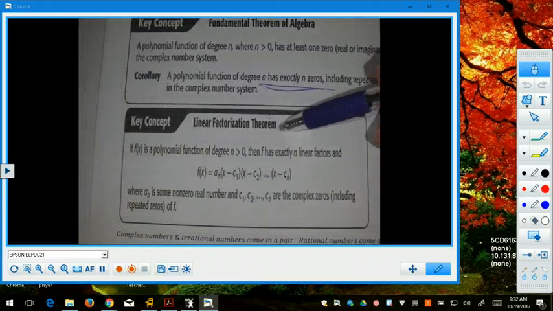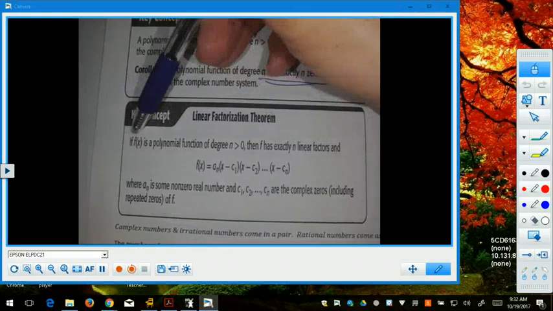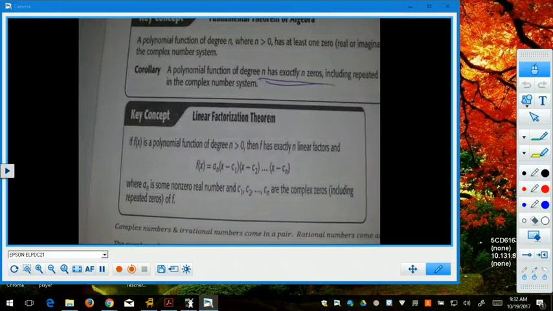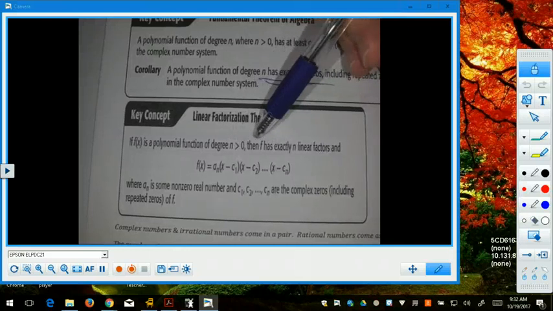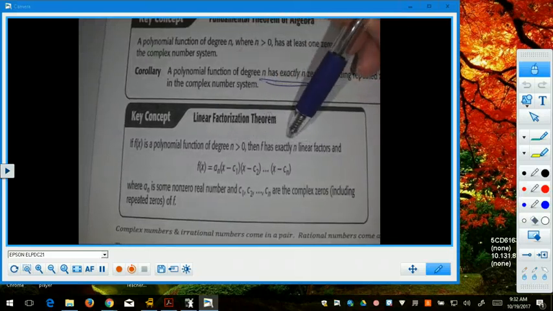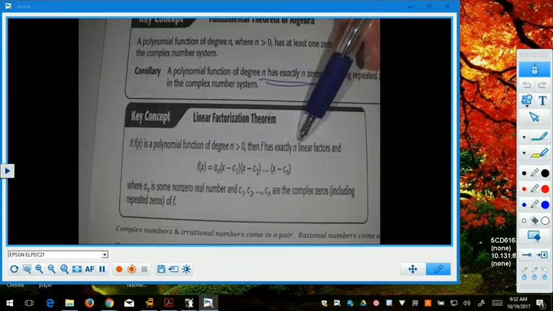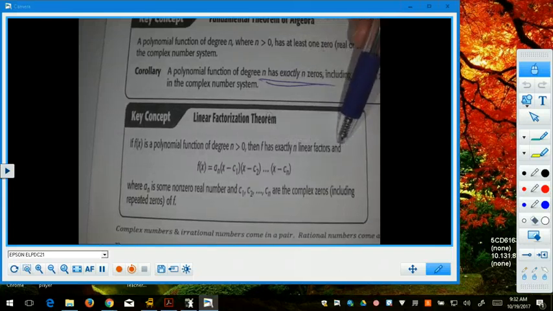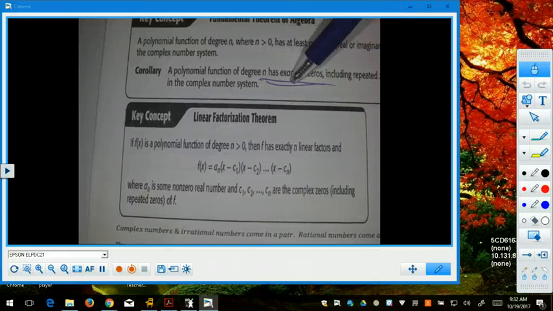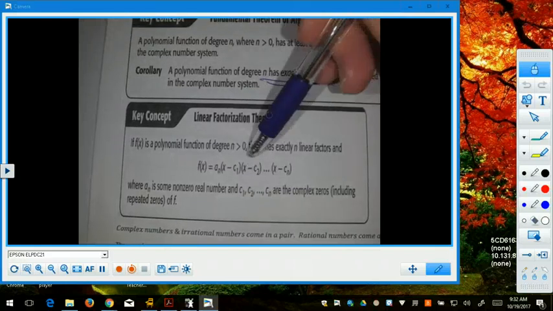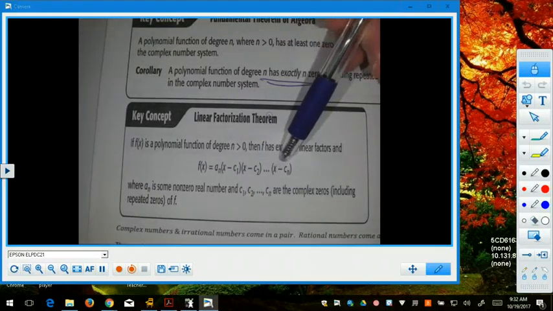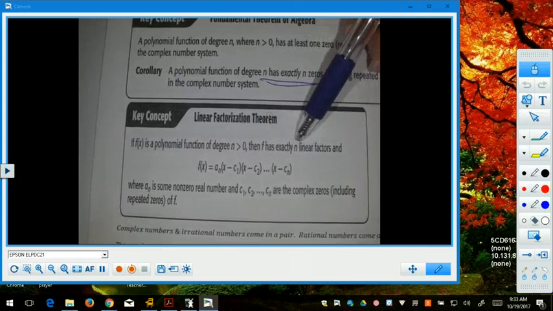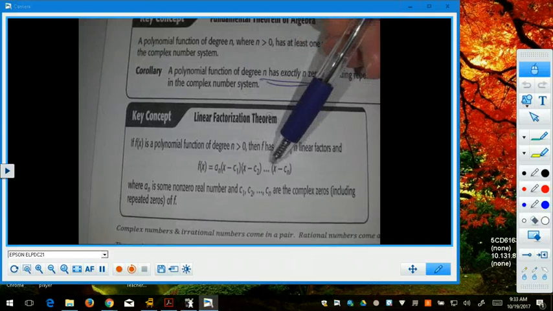The linear factorization theorem says that if f of x is a polynomial function with degree bigger than 0, which otherwise it wouldn't be a polynomial function, then f has exactly n linear factors. So again, it has the same number of zeros. We could actually write those as linear factors, even the irrational and the complex ones, the imaginary ones. And we will be looking at that today once we've got all the zeros, writing it in linear factorization form.